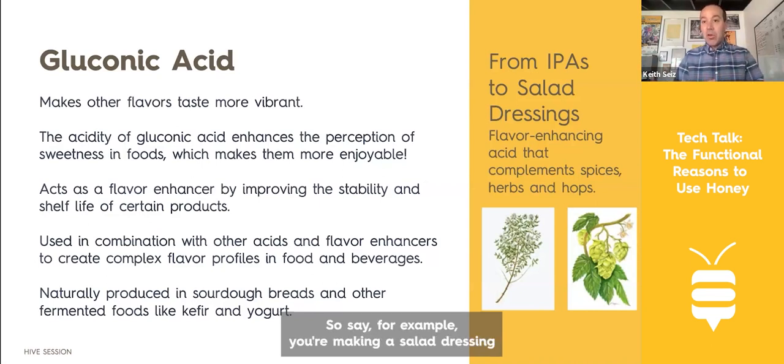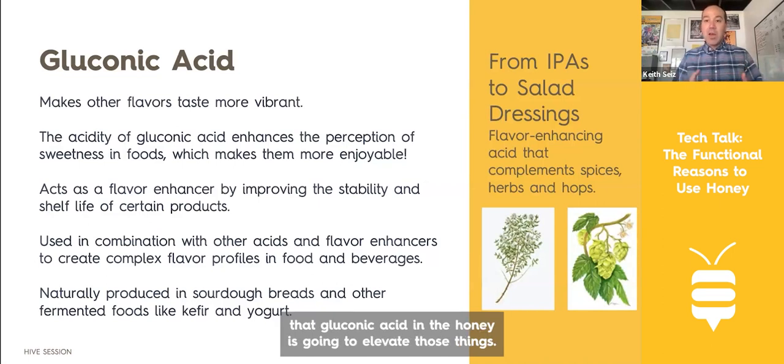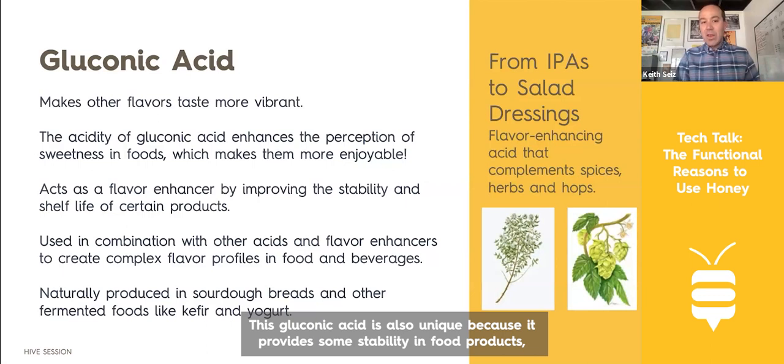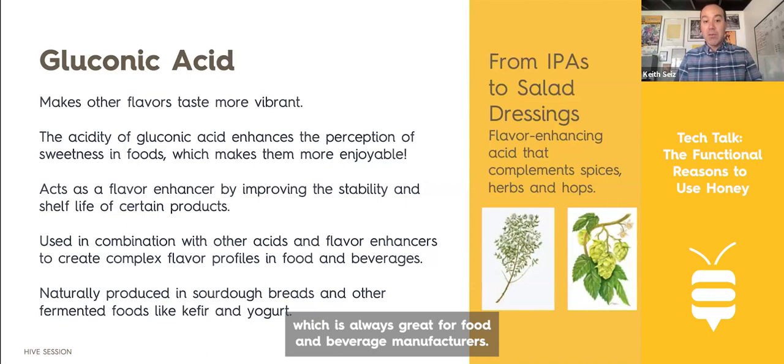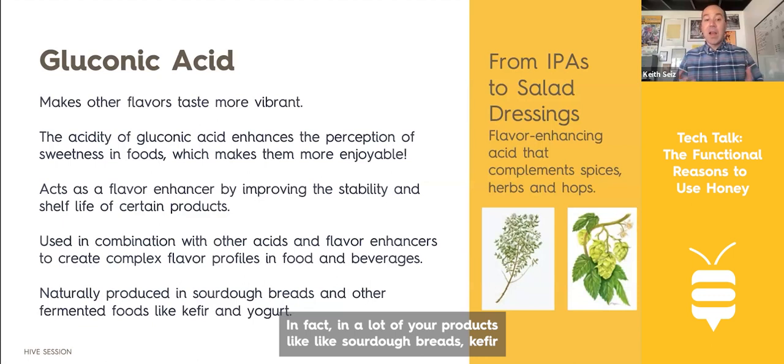So say, for example, you're making a salad dressing and you've got herbal notes of thyme and rosemary and ingredients like that. That gluconic acid in the honey is going to elevate those things. Same thing if you're making an IPA, if you're a brewer, it's going to elevate those hop aromas. This gluconic acid is also unique because it provides some stability in food products, which is always great for food and beverage manufacturers. And it's something that is all natural. In fact, in a lot of your products like sourdough breads, kefir, and yogurt, there's already gluconic acid in it.